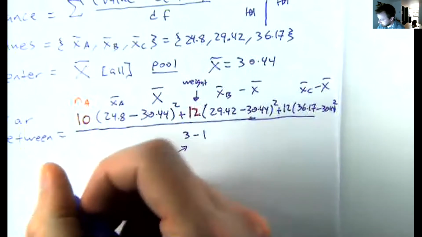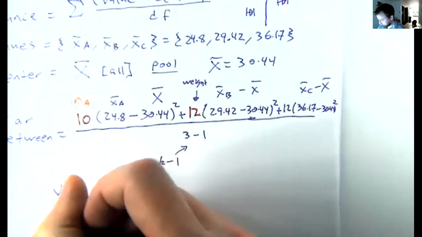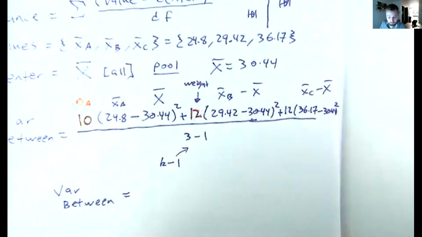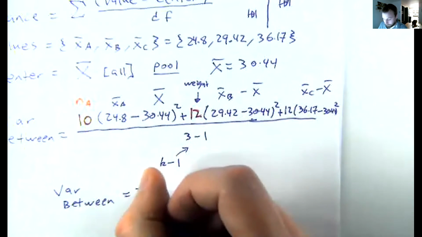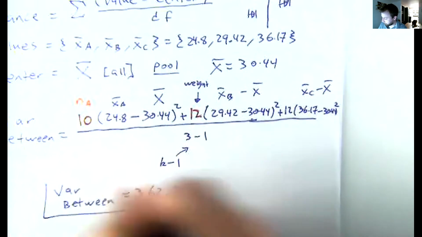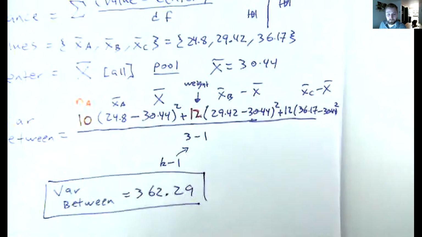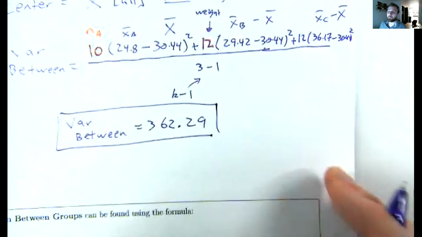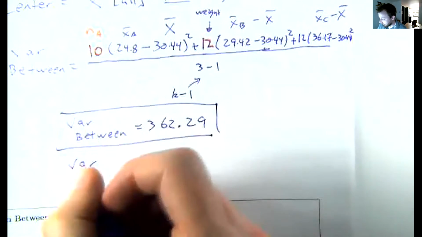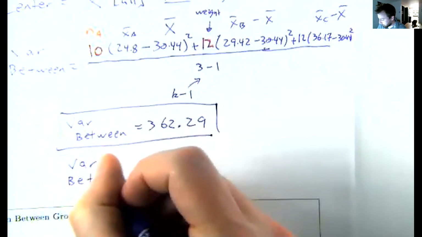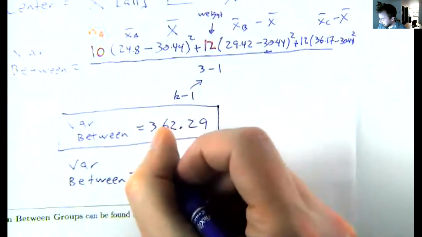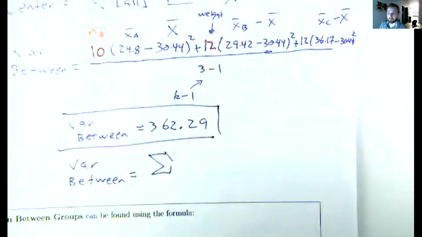Typing this into my calculator, I get a variation between the groups of 362.29. Let's write out the formula for this thing and label everything inside of this formula so we can make sense of what's going on. The variation between groups. I added a whole bunch of spread. The symbol just means add.